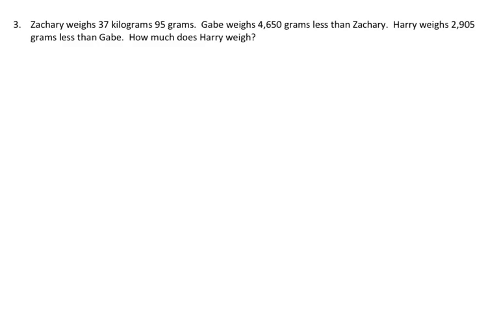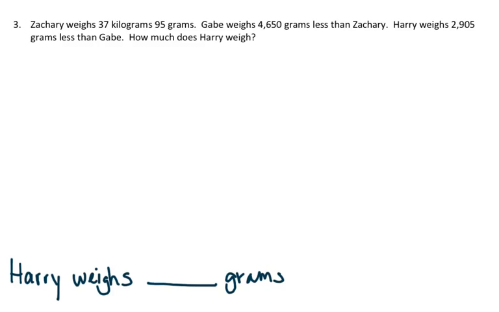And 3 says, Zachary weighs 37 kilograms, 95 grams. Gabe weighs 4,650 grams less than Zachary. Harry weighs 2,905 grams less than Gabe. How much does Harry weigh? So let's write our target sentence first. And it says Harry weighs blank grams. So I know that the unit that I'm using is grams.